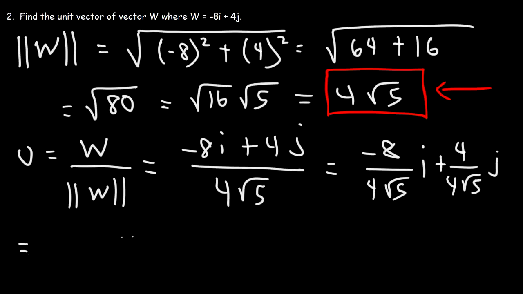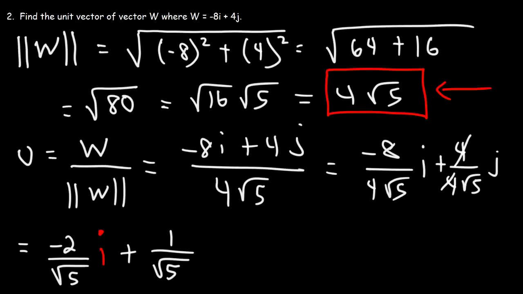Negative 8 divided by 4 is negative 2. So we have negative 2 over square root 5 times the unit vector i. And then here the 4's cancel. 4 divided by 4 is 1. So we get 1 over square root 5 times j. Now you could leave your answer like this if you want to. It is correct, but we could simplify further if you wish to rationalize the denominator.